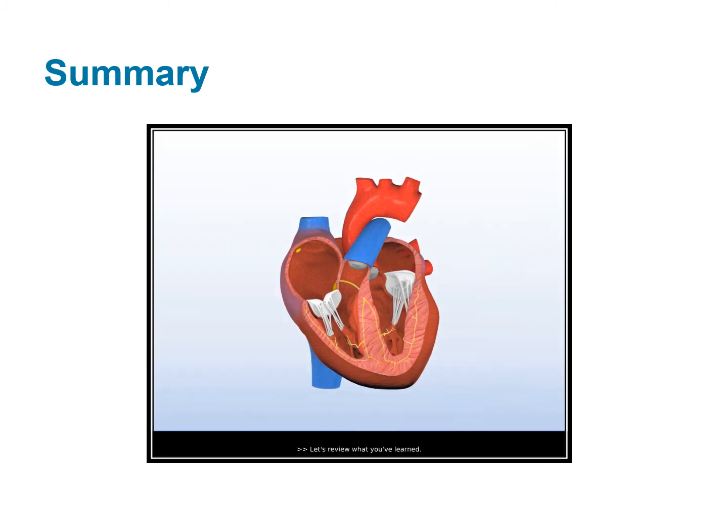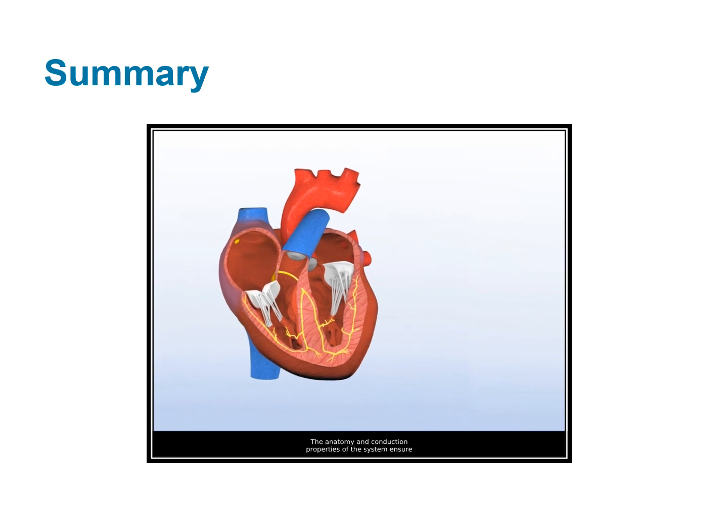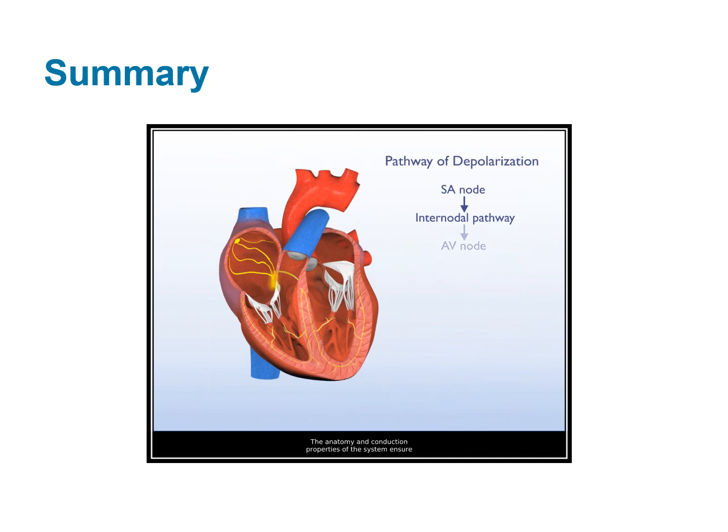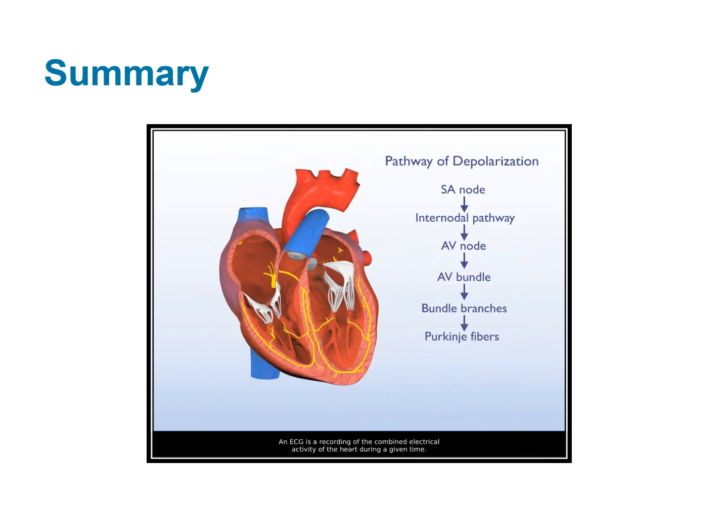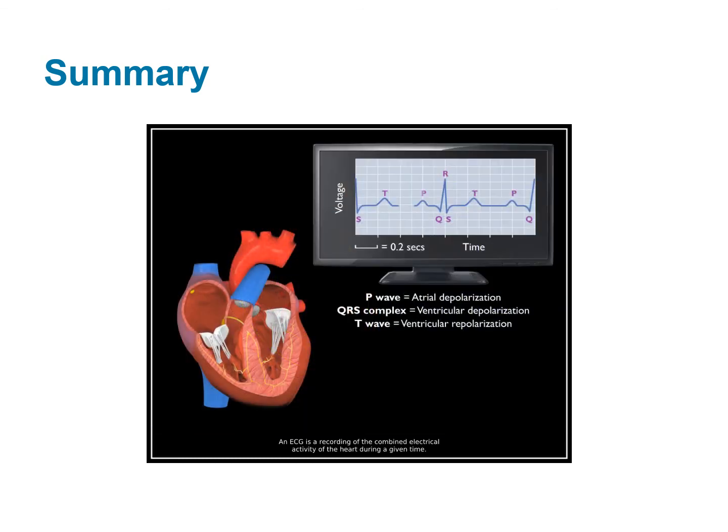Let's review what you've learned. Pacemaker cells of the SA node set the heart rate. They spontaneously fire action potentials that propagate through the conduction pathway and heart muscle. The anatomy and conduction properties of the system ensure that the atria contract prior to the ventricles. An ECG is a recording of the combined electrical activity of the heart during a given time.